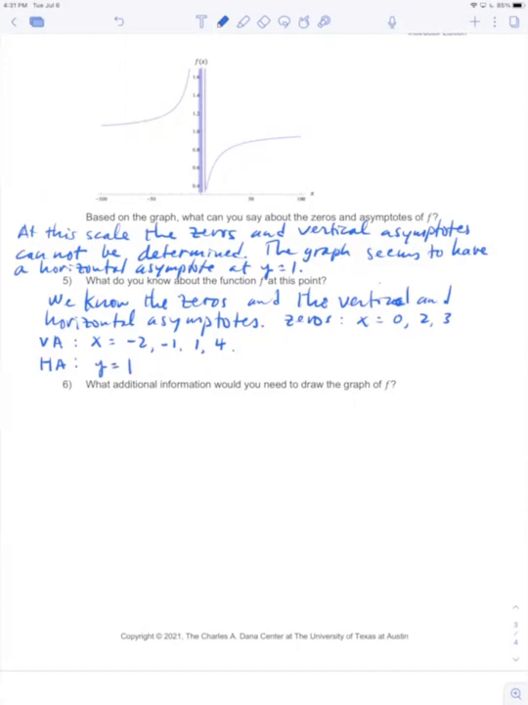6. What additional information would you need to draw the graph of f? Well, we don't know exactly what the graph of f looks like at the zeros and the asymptotes. Having more information about the behavior of the function around these locations would allow us to get a more complete graph of the function. That is the end of this video.